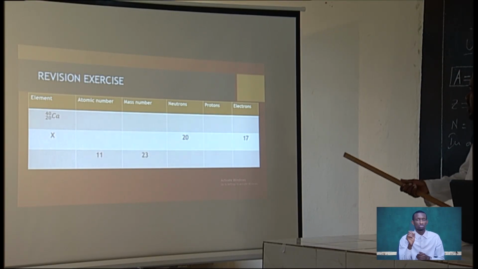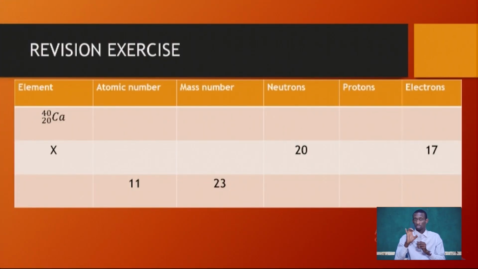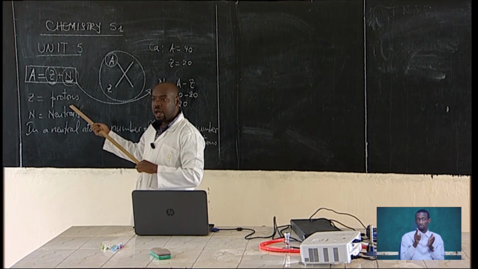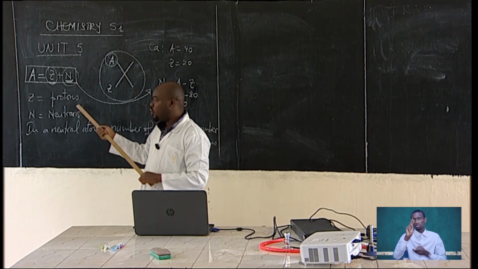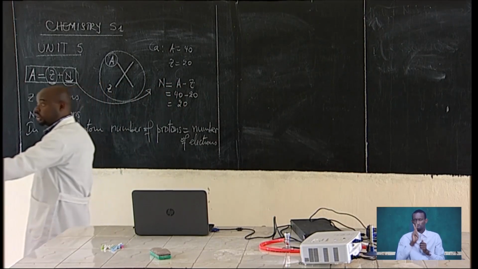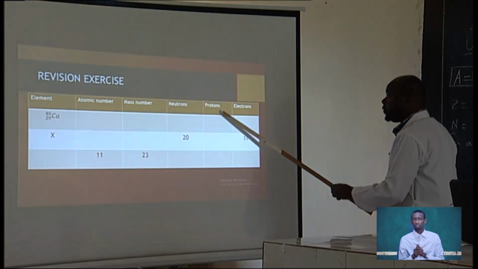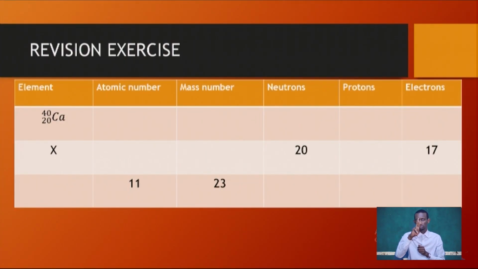Remember, we said that the atomic number, by definition, is the one represented by Z. It is equal to the number of protons. Good. So being equal to the number of protons, and we have its value, which is 20, the number of protons is then 20.